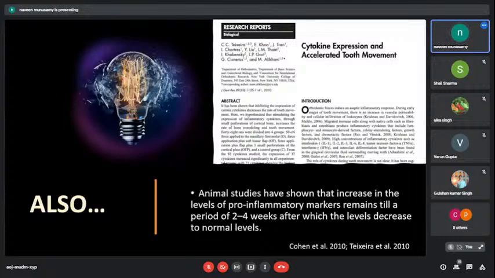That means that may be the reason why in our study we observed that initially there is an increase in the rate of tooth movement only till the inflammatory process is there, till there is an increased level of biomarkers. Once this biomarker level comes to the base level, then there will be no effect of this microosteoperforation procedure on the tooth movement.